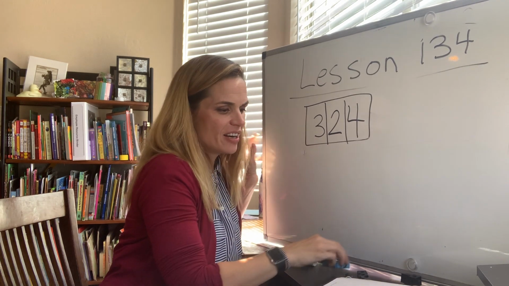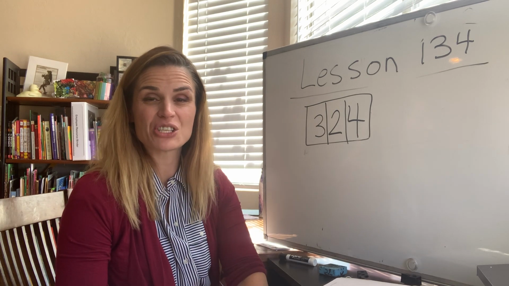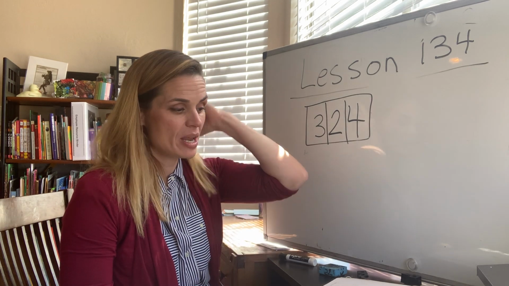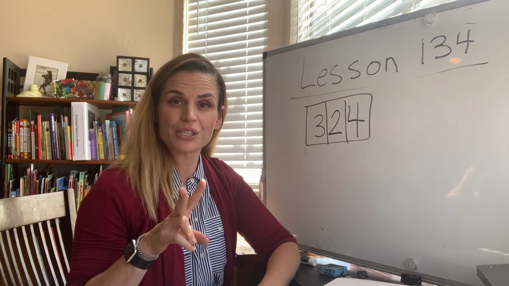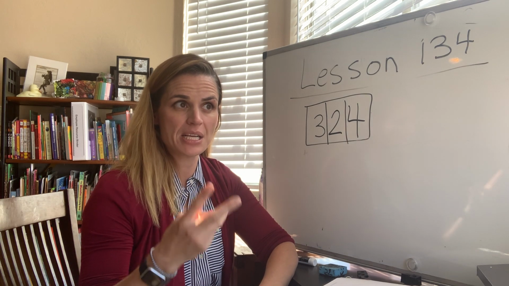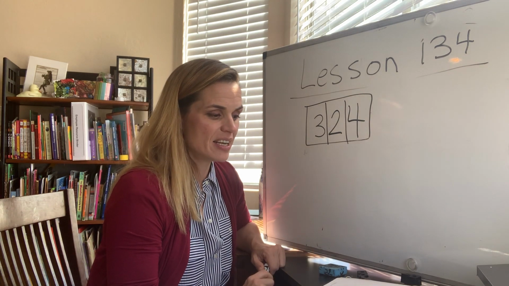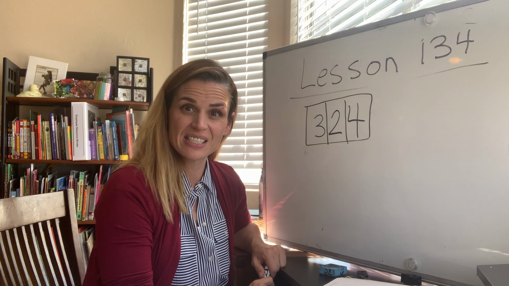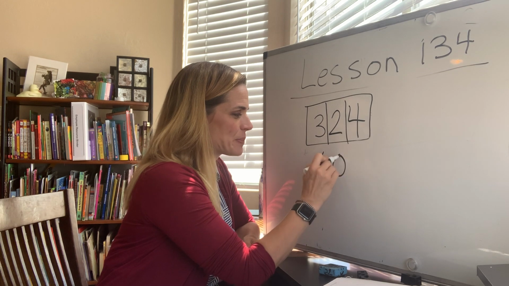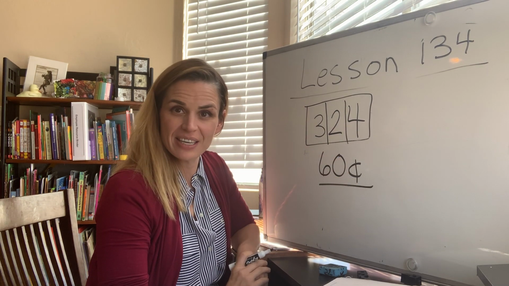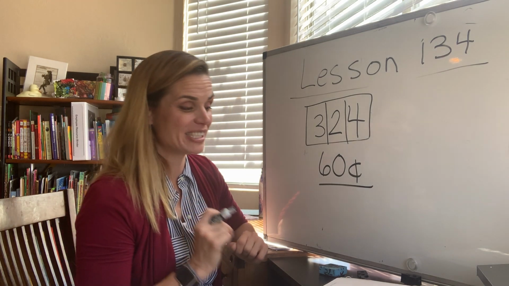For number 4, we are talking about money again. The first thing we're going to do is make sure that we know what coins we're using. We are using 2 quarters and 1 dime. So 2 quarters, let me think, 25, 50, and 10 more than 50 is 60. So 60 cents. Awesome. Keep practicing with adding money at home because that will come up on one of your tests very soon.